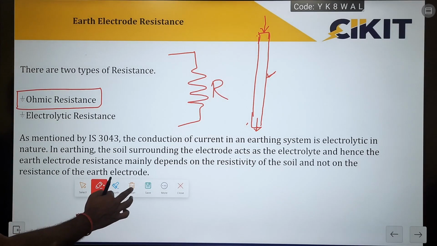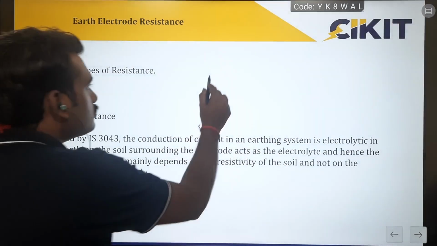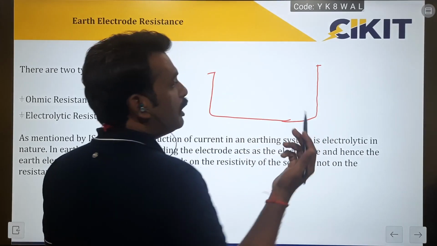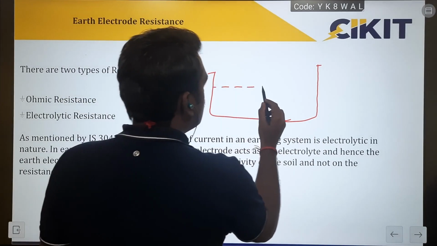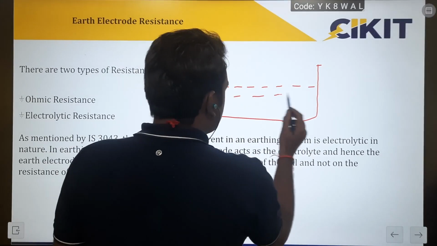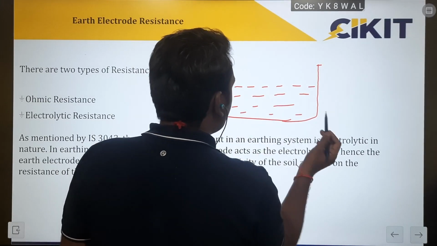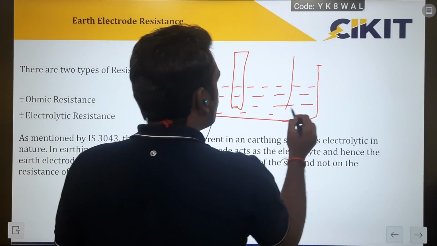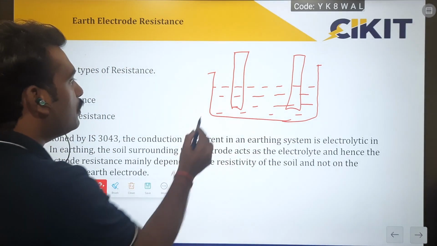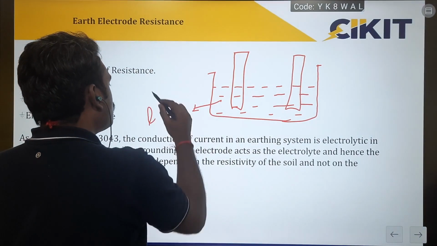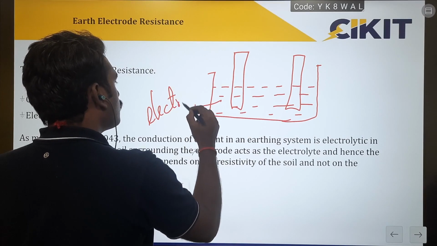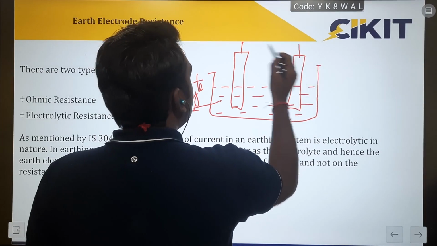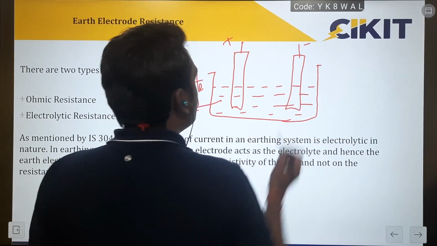There is one more resistance called electrolytic resistance. Everyone might be aware of batteries and cells. Cells are the fundamental component of any battery. This is how a cell will look, the earlier cell, that is a primary cell. It consists of two electrodes, and these two electrodes are inserted into a conductive material called electrolyte. So the electrolyte is a conductive material, and these two electrodes are provided. One will be positive, another one will be negative.